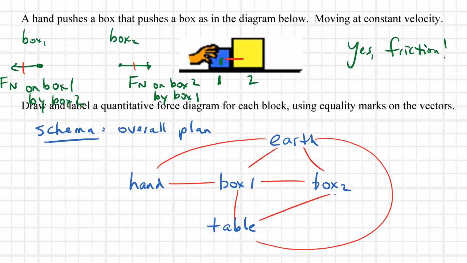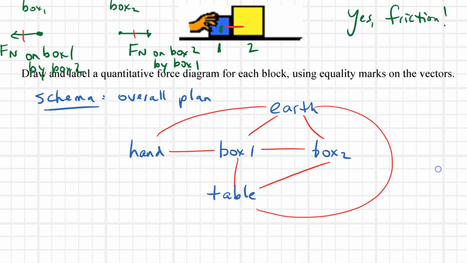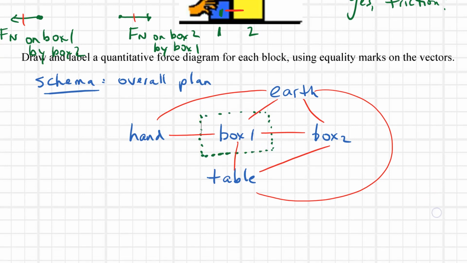Now it looks a little bit complicated. Don't worry, the reason why we did this is it helps us when we draw our force diagrams. So maybe I'll pick some green here, and now when I want to draw a force diagram, I can draw a circle around the object. Which force diagram am I going to draw? I'm going to draw around box 1. I think we did this in the past, with a line like that. So I'm going to draw the force diagram for box 1.